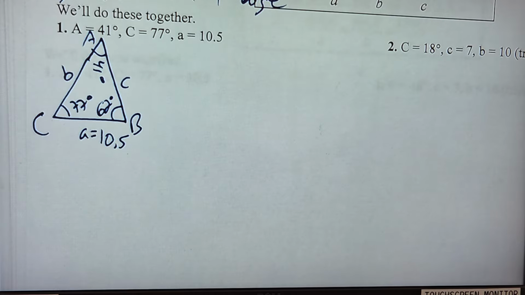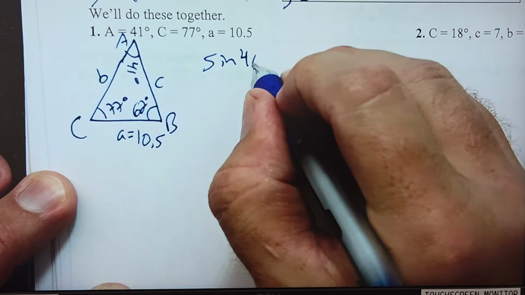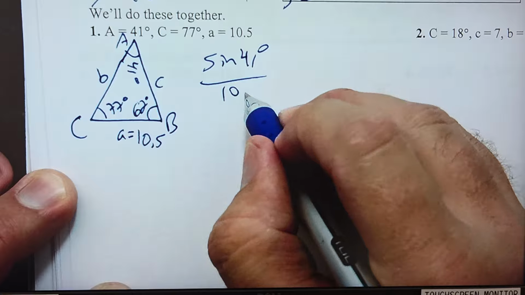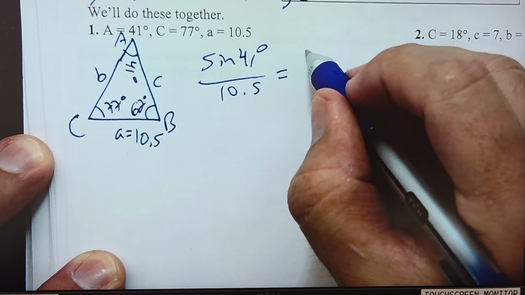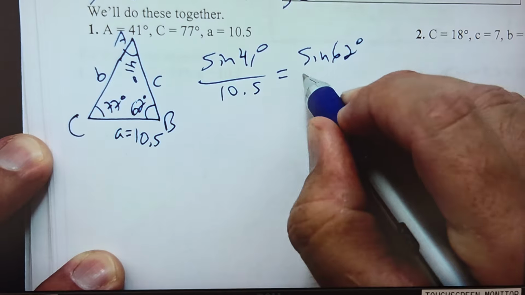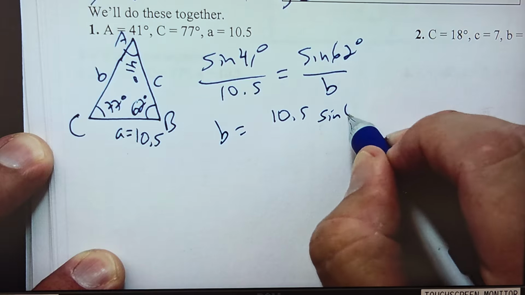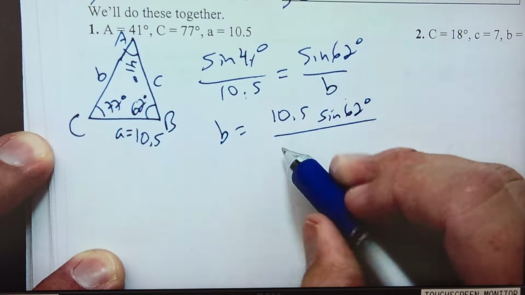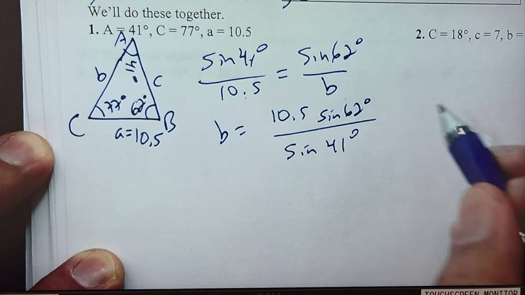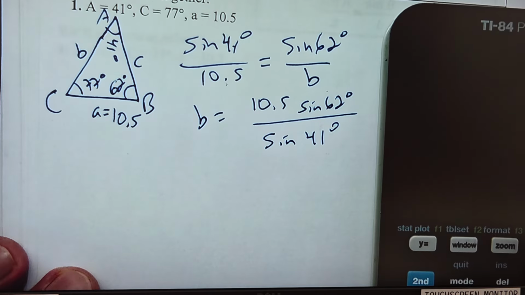So what is the ratio I can make? Sine of 41 degrees over side A. And then again, it's the same as the last one we just did. I'm going to solve for B. By the way, if that comes up, that comes down, that goes up. Or you cross multiply and do one more step. It's up to you. And then you just plug all that in your calculator.